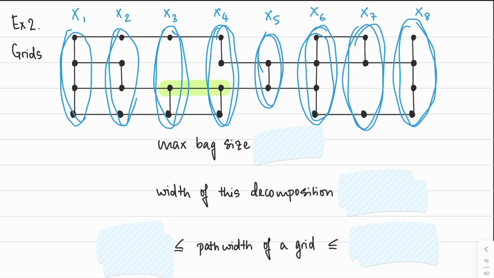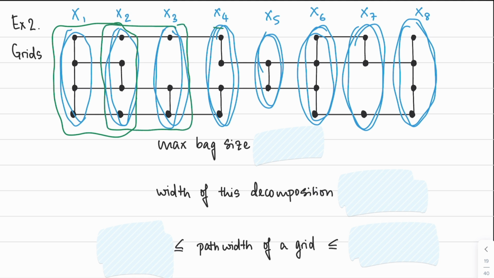So this doesn't quite work, but there's something that's kind of inspired from this that would work, and perhaps you see it already. So if we combine these bags and take them 2 at a time, then we would be fine. So of course, that is going to come at the cost of increasing the sizes of the bags by a factor of 2. But let's say we take x1 and x2 together, then x2 and x3 together, and then x3 and x4 together, and so on.